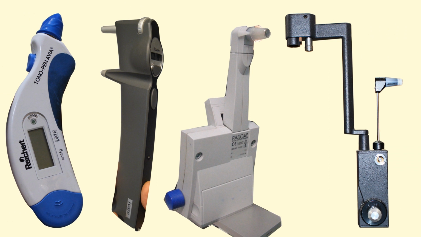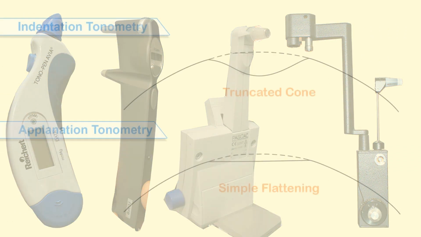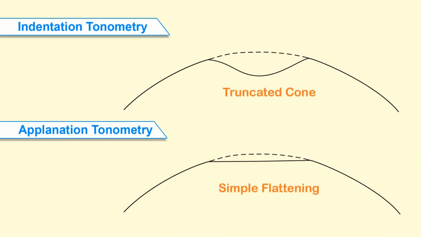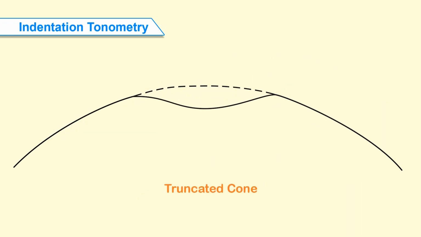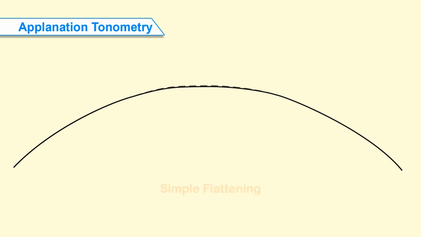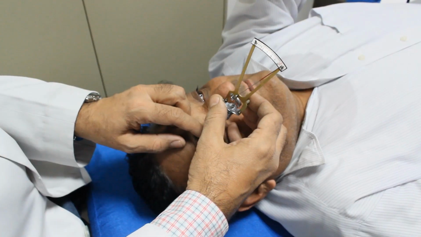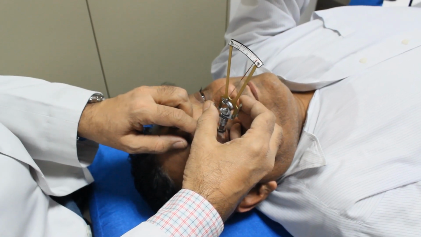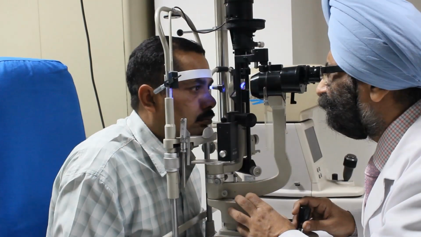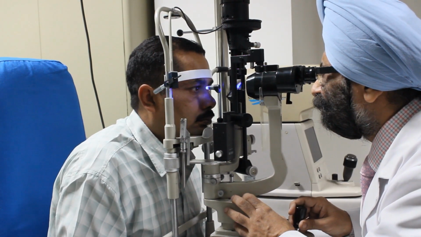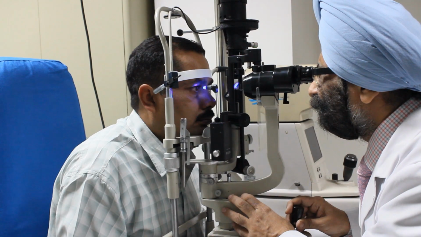Although a large variety of tonometers exist today, tonometry is grossly categorized into two types depending on the shape of deformation of cornea, namely indentation tonometry, where the shape of deformation is a truncated cone, and applanation tonometry, where the shape of deformation is simple flattening. Prototype of indentation tonometers is Schiøtz tonometer, and that of applanation tonometers is Goldmann applanation tonometer, or simply GAT.